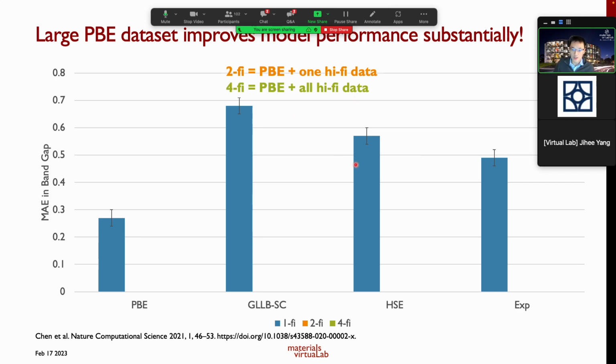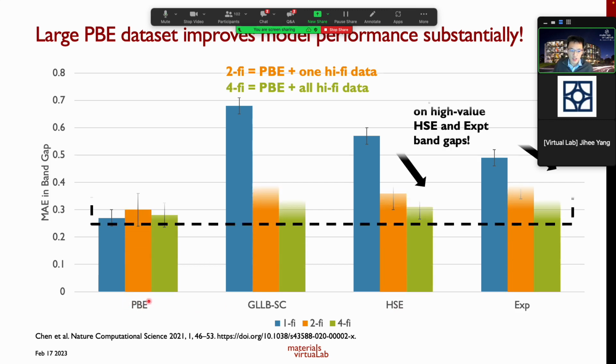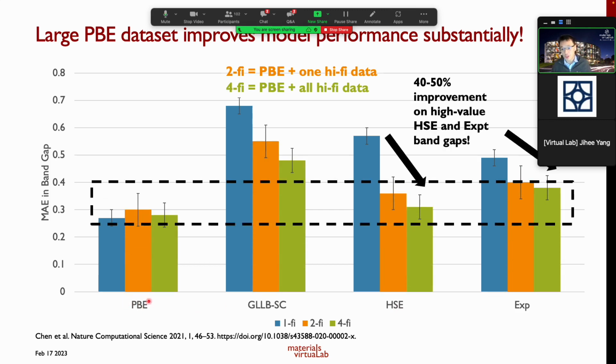Now, what happens if we actually combine the higher fidelity data with our very large PBE data? It turns out that we can actually get something for free. We get a 40 to 50% improvement in our predictions of the high value HSE bandgap and experimental bandgap, right? So right after we combine either 2 fidelities or 4 fidelities in a single model, we can get a 40 to 50% reduction in the mean absolute error. And in fact, the mean absolute error of the HSE and the experimental bandgaps is now quite comparable to that of the PBE bandgap data, right?